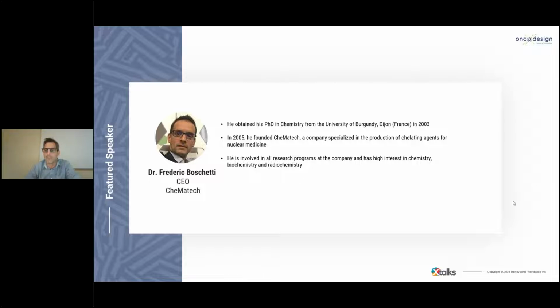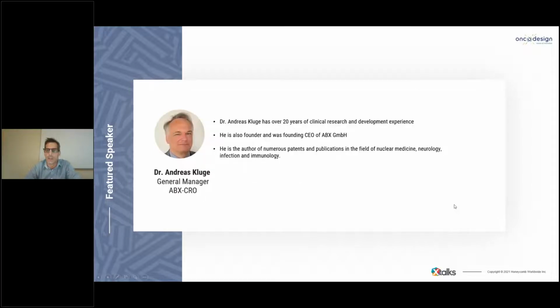And finally, we will have the pleasure to have Andreas Kluge, the general manager of ABX-CRO. He has more than 20 years of clinical research and development experience. He was also the founder and CEO of ABX GmbH. He is the author of numerous patents and publications in the field of nuclear medicine, neurology, and infection immunology. He has a very strong expertise in clinical development of radiopharmaceuticals.